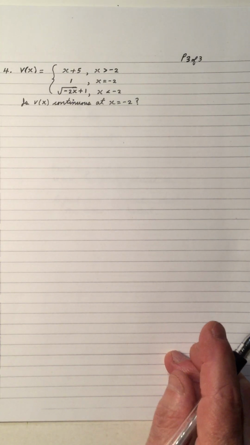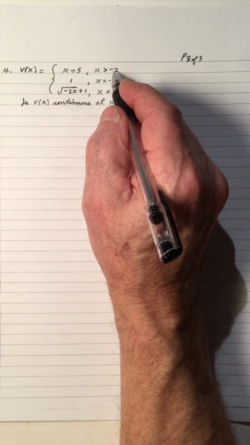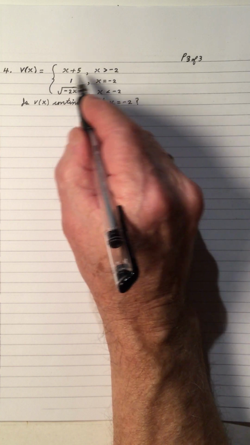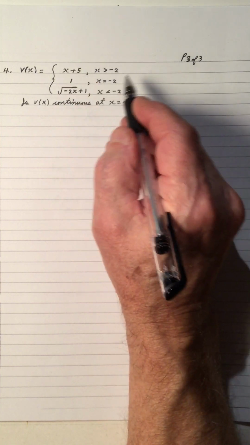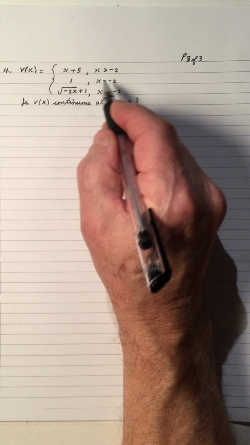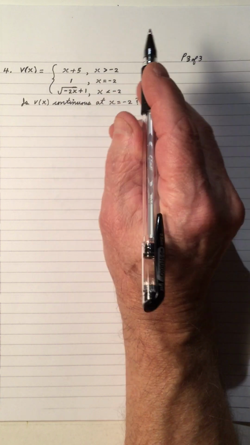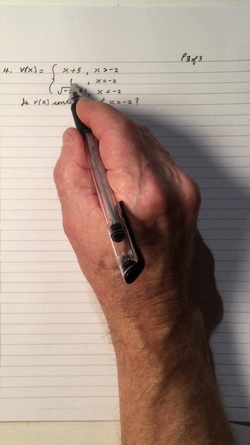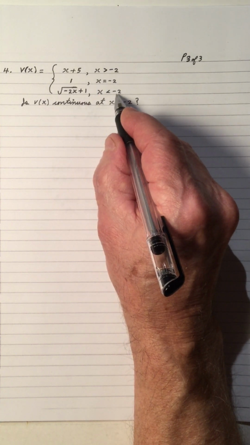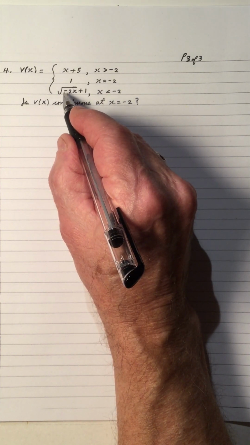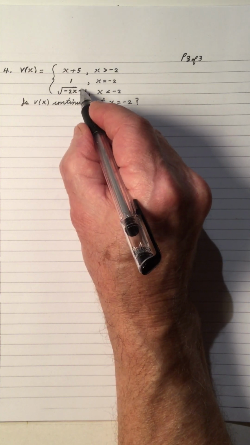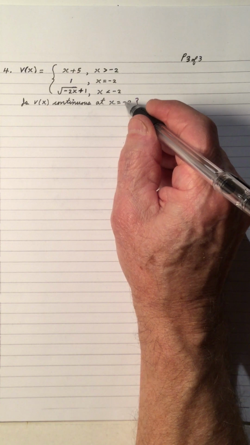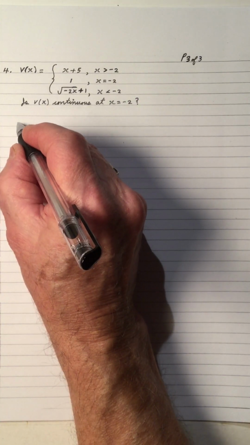Number 4, v of x. The v of x again is a piecewise function. When x is greater than -2, we have x plus 5, linear. When x is equal to -2, we have a 1. When x is less than -2, we have the square root of -2x, add on 1. So is v of x continuous at x equals -2?